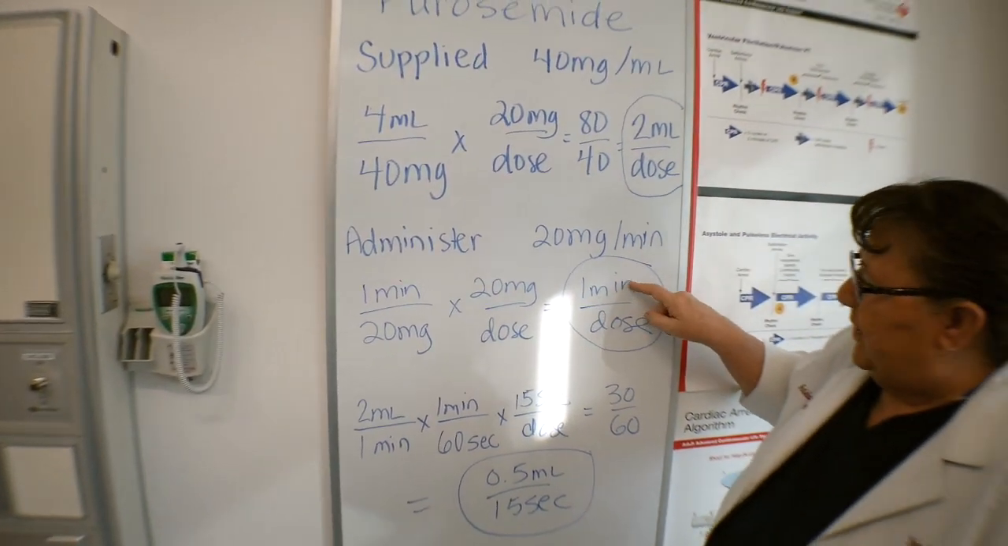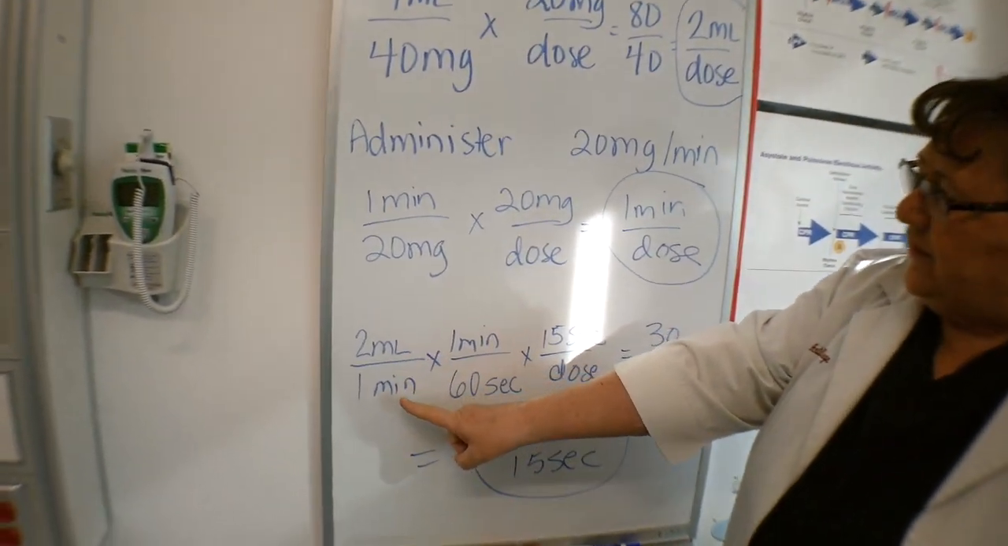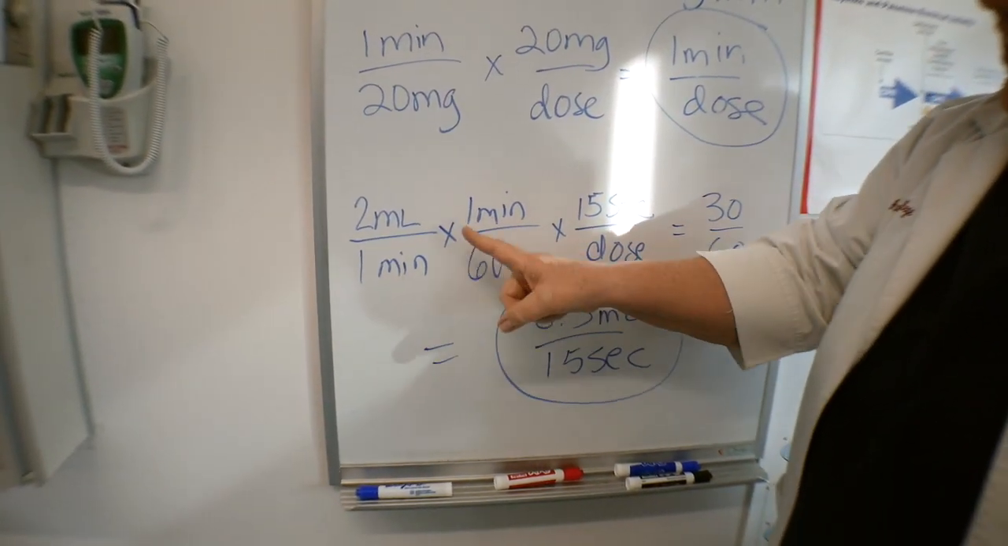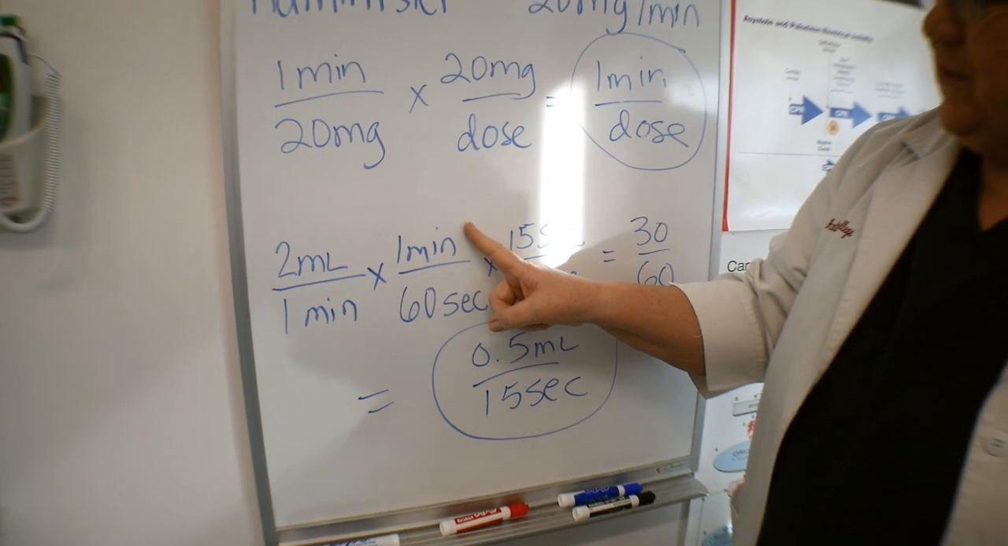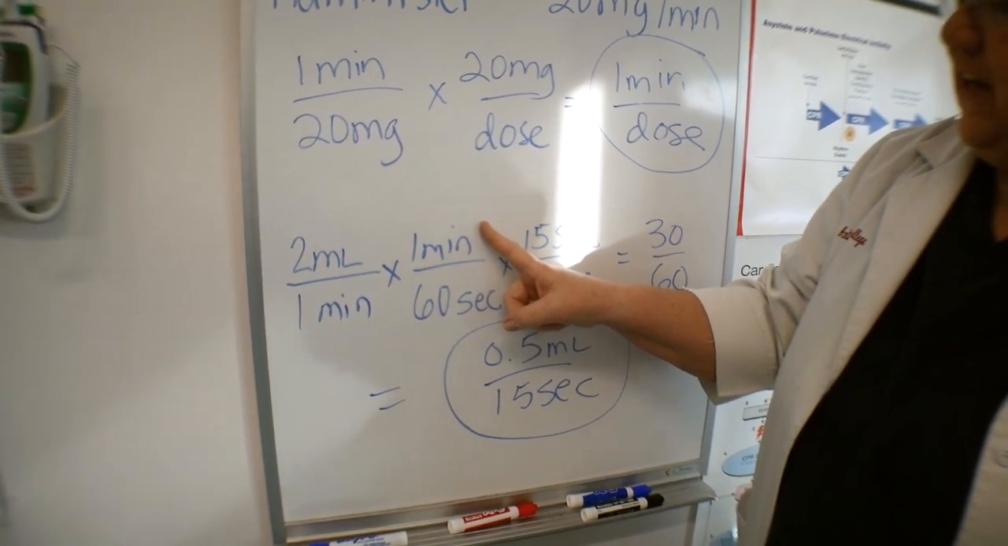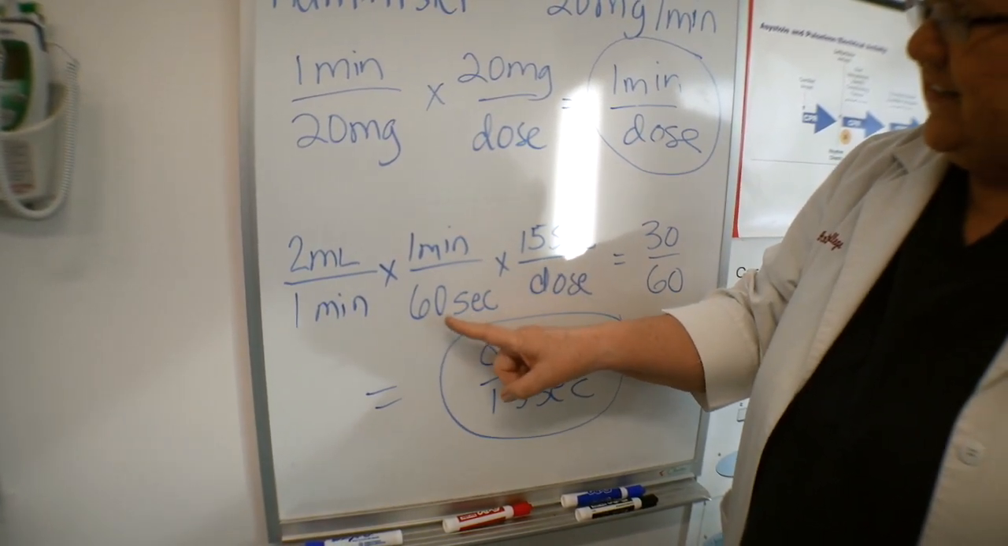We're going to give it over 1 minute. So we have 2 milliliters over 1 minute. So we need to calculate how much we're going to give over the whole time. So 1 minute is 60 seconds.